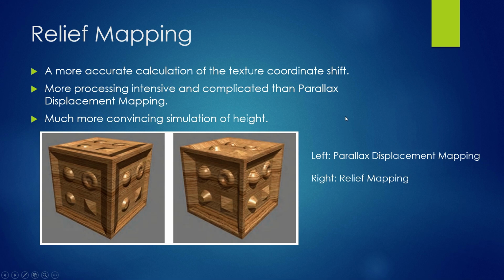So relief mapping is the much more convincing way. Here on the left we have the parallax displacement mapping that I just showed, and on the right is the relief mapping. So notice at the top of this cube here, the shapes are much more pronounced. There's much more height to them all across, but it's especially noticeable on the top, and I guess on the side there too.